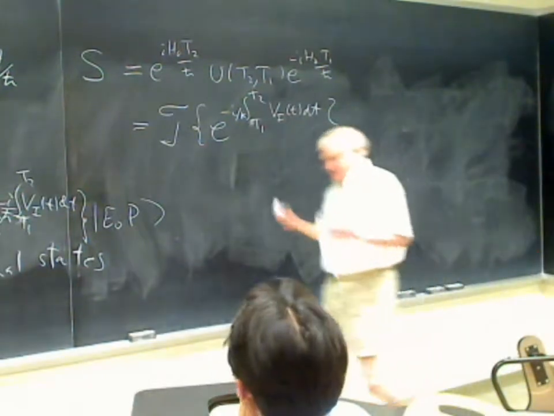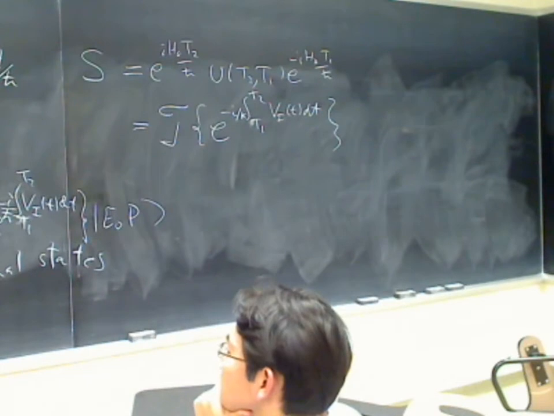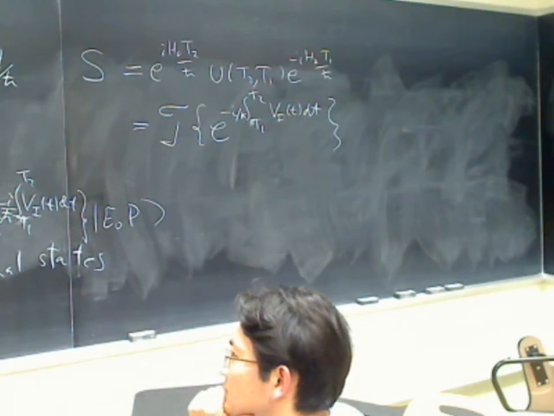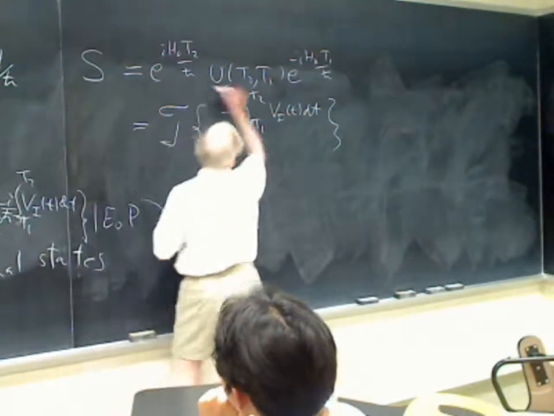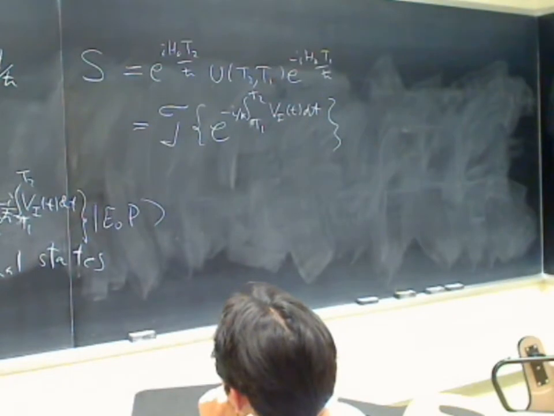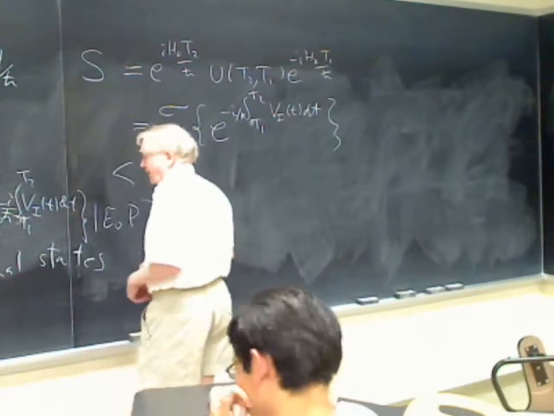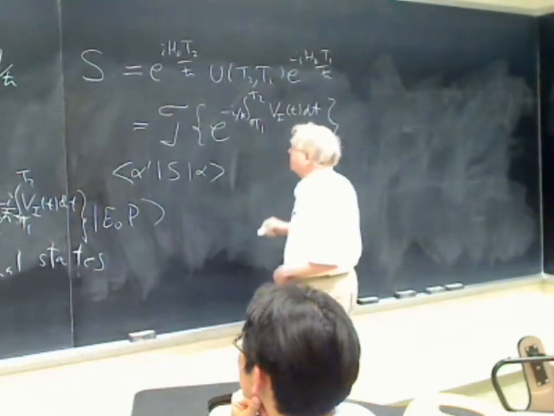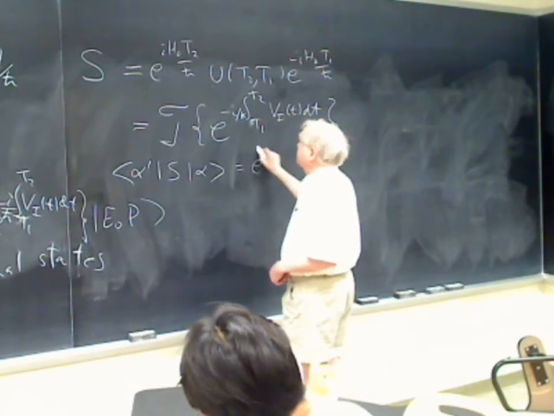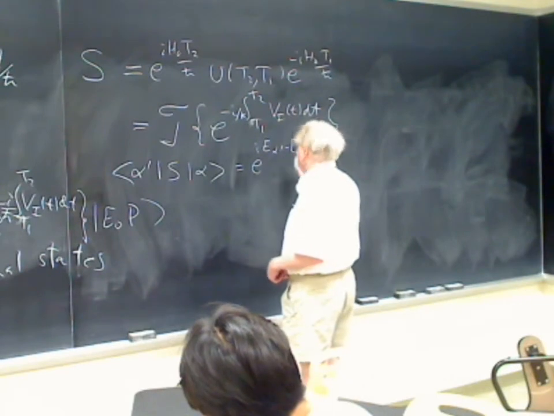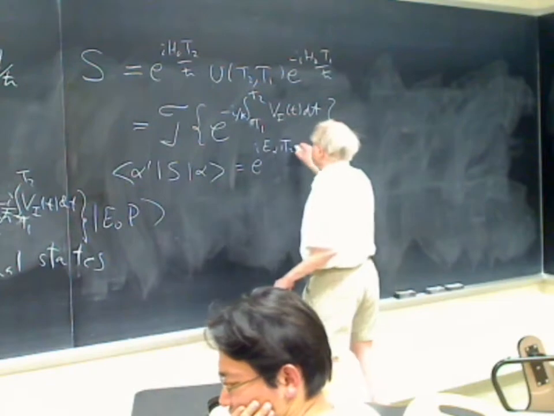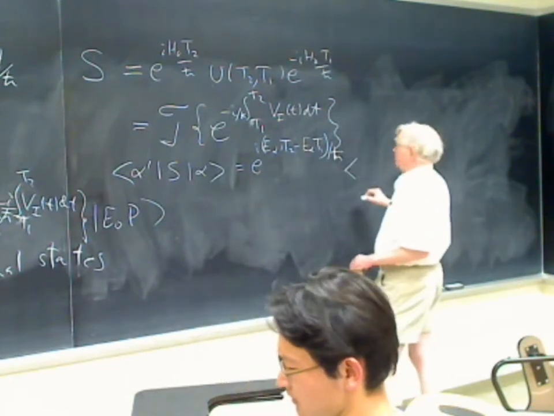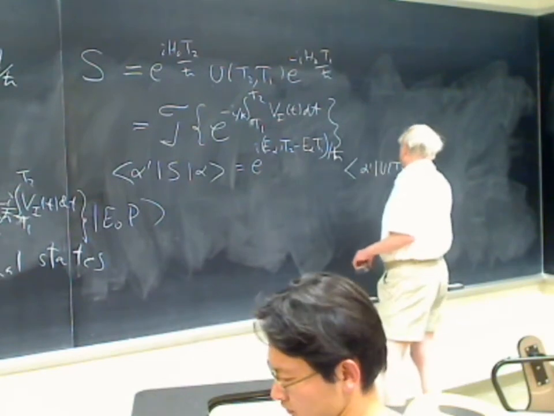And the S operator between eigenstates of the free Hamiltonian has matrix elements that differ only by a phase from the true time-evolved matrix elements, time-evolved by U. So they just differ by this phase. So in other words, once again, let me just call it, say, alpha prime S alpha. These are eigenstates of the free Hamiltonian, is e to the i (E alpha prime t2 minus E alpha t1) over h bar times alpha prime U of t2 t1 alpha.